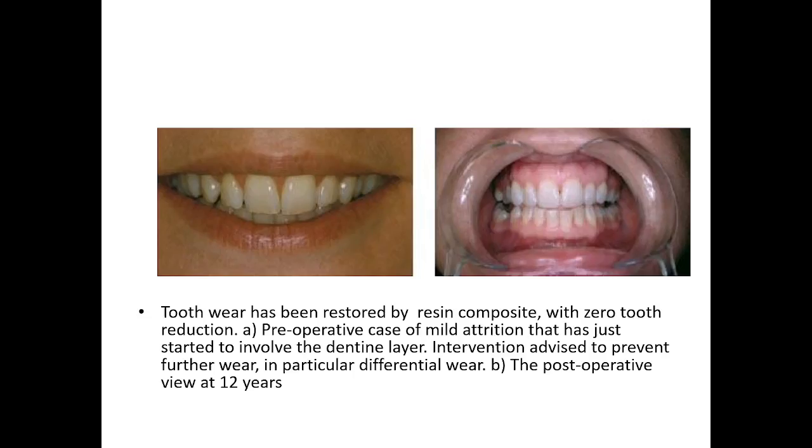So this is a case of a patient who has tooth wear, which was restored by resin composite with zero tooth reduction. And we can see from the picture that there's a mild attrition that has just started to involve the dentin layer. Intervention advised to prevent further wear, in particular differential wear. So we can see also the post-operative picture after 12 years.